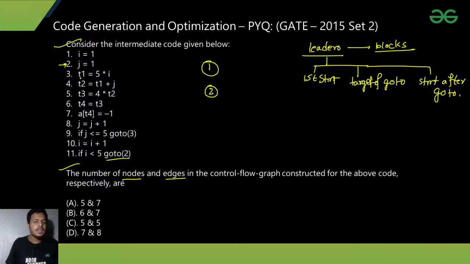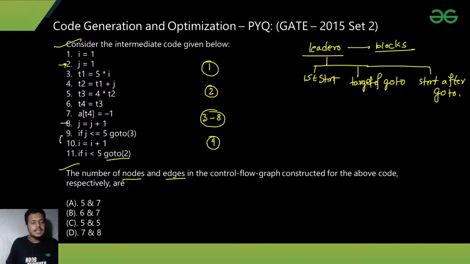Now from node 3 up to node 8 you can see there are no more conditions. From 3 to 8 there are no more conditions, so we can place 3 to 8 in a single node. Now node 9 is a go to statement, so it will be in another node, right?